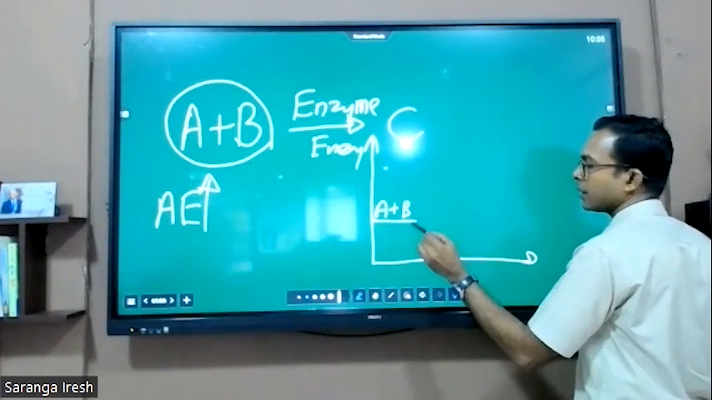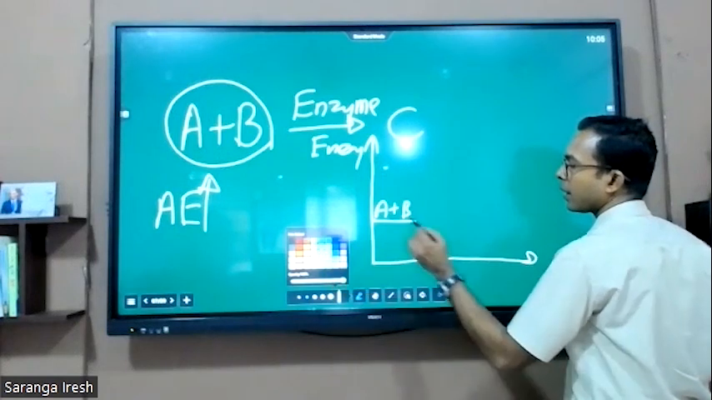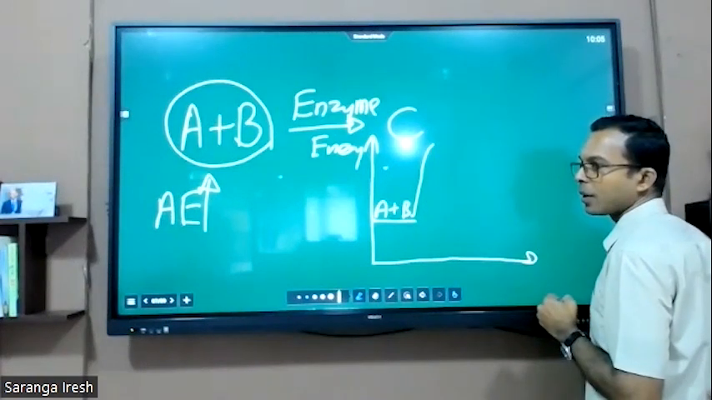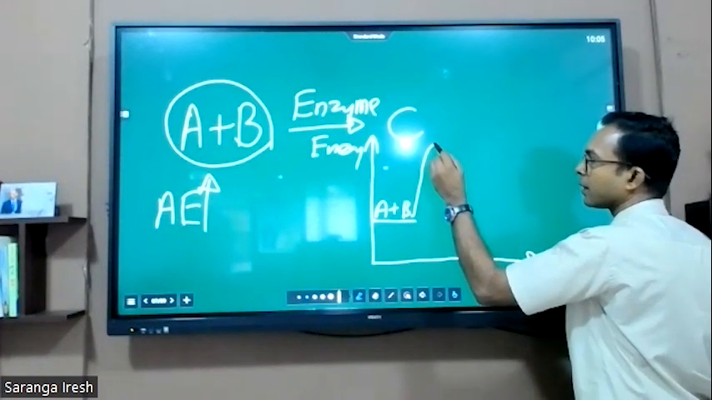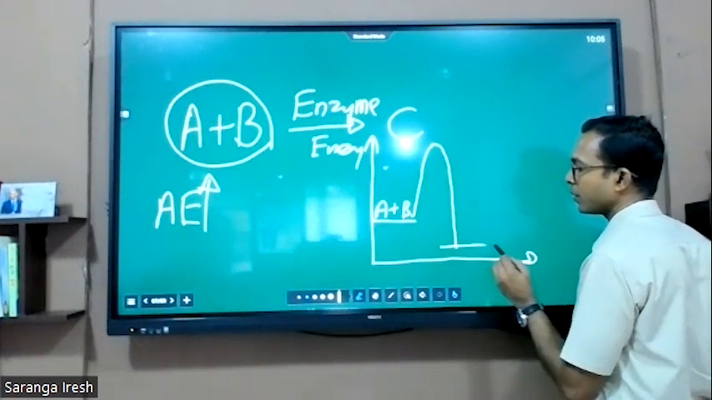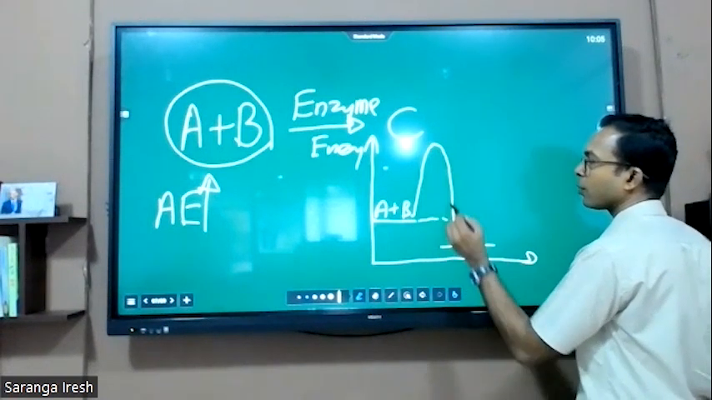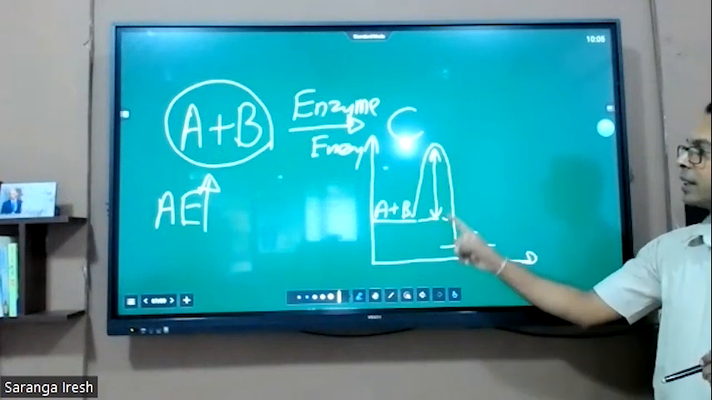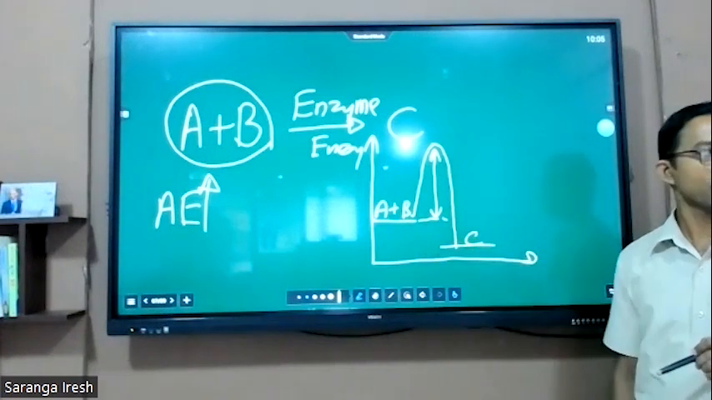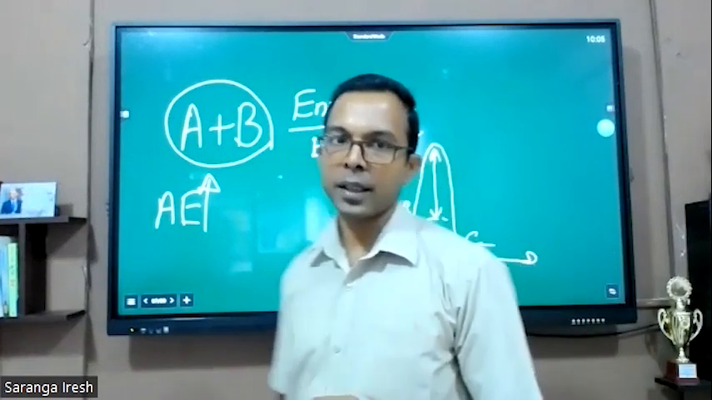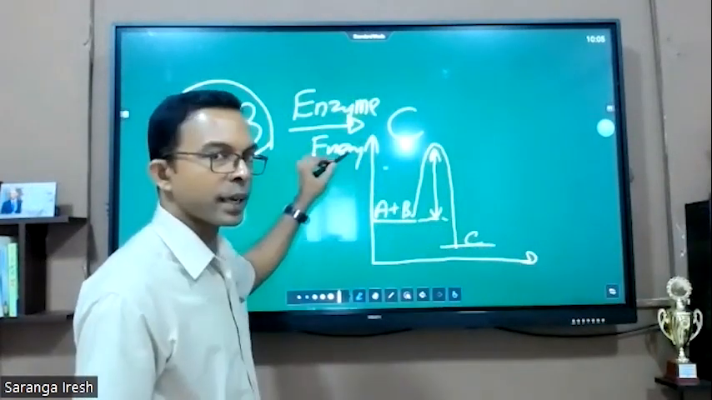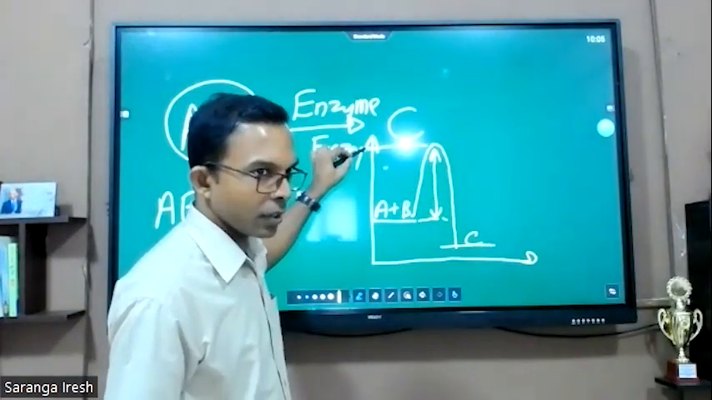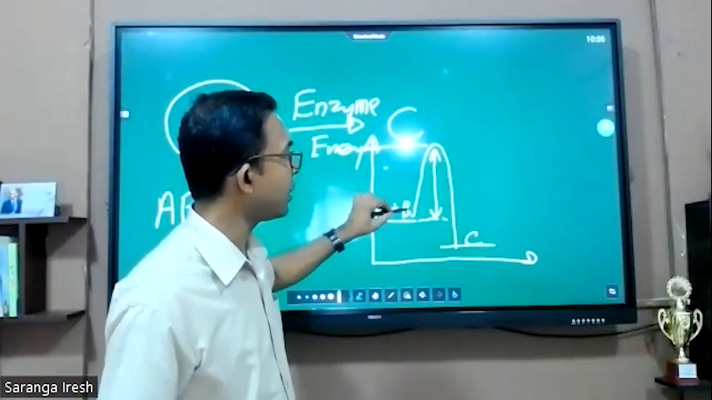And to do the reaction, we have to provide a high amount of activation energy. This much of energy is required. Then the reaction happens and produces C. So we have to provide this energy to react A and B. This is an example. The y-axis shows the energy. When this energy level is achieved, A and B will react and produce C.